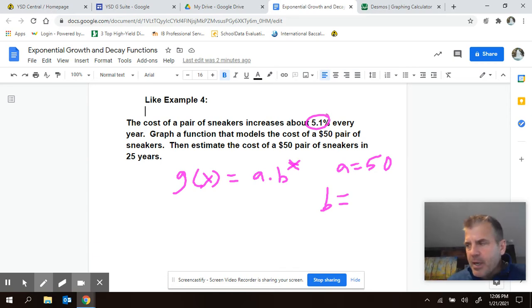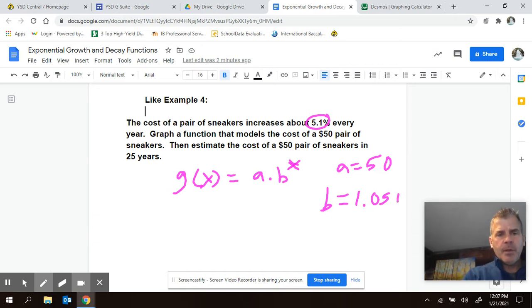But remember, for it to be a growth, it has to be added to 1. So the growth is actually 1.051. So there's your function. We would put this into Desmos, and then we can answer the question. Now, you don't need the graph to make the call. What's the estimated cost for your sneakers in 25 years? You can just put that value in for x. But let's look at the function first.